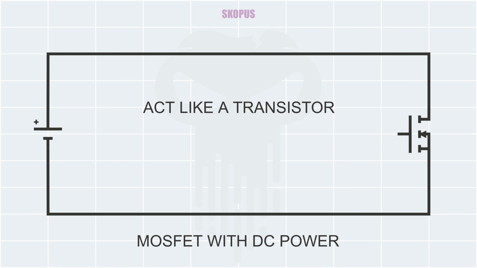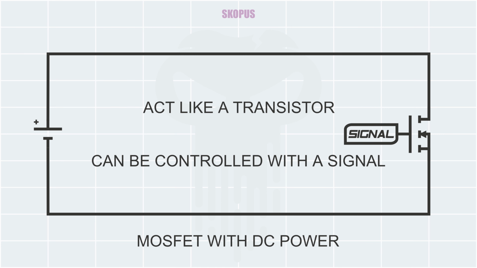We have another device that acts like a transistor but has a few important differences. We call them MOSFETs, and they behave like transistors. They have a gate pin that if we apply a signal to that gate pin, we will turn on or turn off that MOSFET.